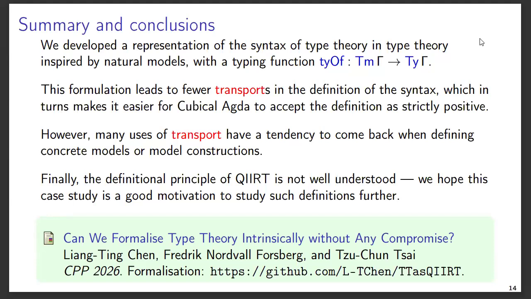And of course, the real reason why we're interested in doing this was that the definitional principle we used to define this, where you define something inductively with quotients, and you also have a recursive function which is targeting the same thing you're defining, is a very strange thing. And we want to see if there is a good use case for these kinds of definitions, so that we can study them further. And if you want to see the formalization, it's on GitHub. If you want to see the paper, this is secretly a link. And that's it. Thank you.